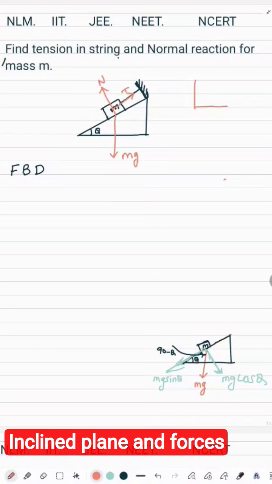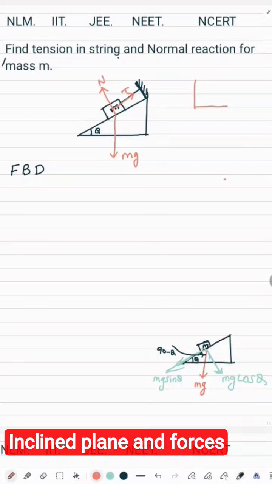Now this mg only we need to understand. So this mg can be resolved into two parts, two components. If you observe this here, if this is the force mg, I can write down two components. One is perpendicular and one is parallel to your inclined plane. Now if this angle is theta, this angle will become 90 minus theta. So we can say that this component is mg sin theta and this component is mg cos theta.